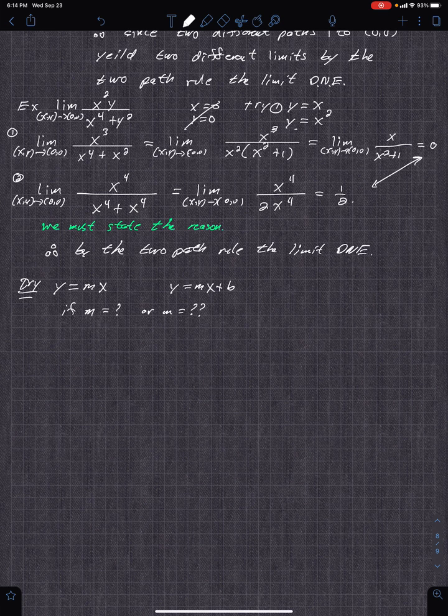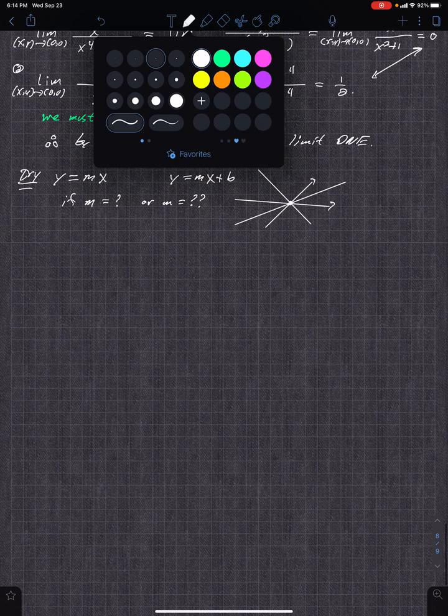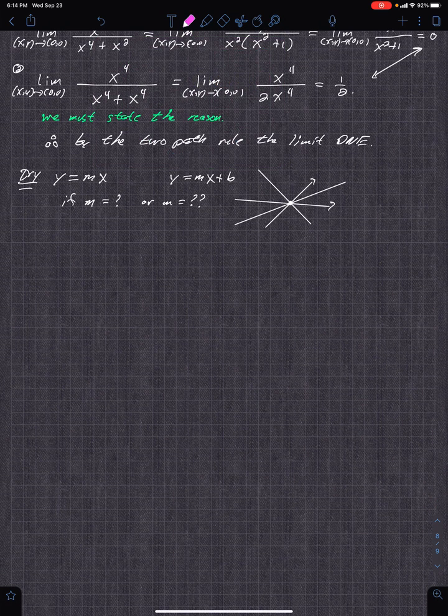So that incorporates every line that goes through the origin, right? And you just have to pick two of them, right? So you pick any two of those slopes. You've got to keep in mind too that this only proves, I didn't state this above, so the two path rule only proves D and E. So write that down. Really important. The two path rule only proves D and E.